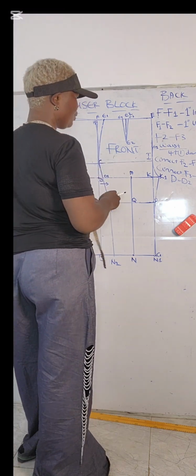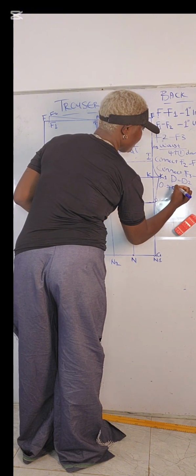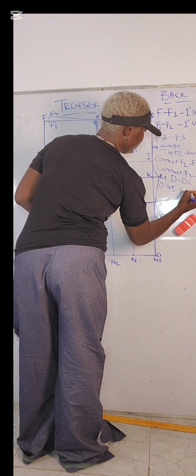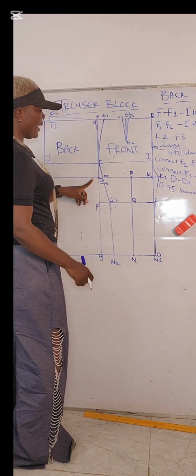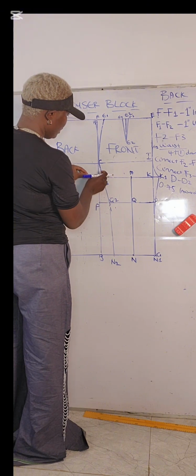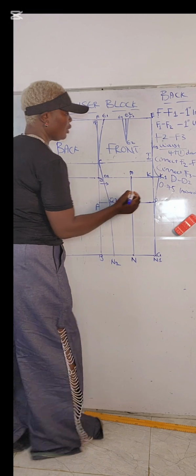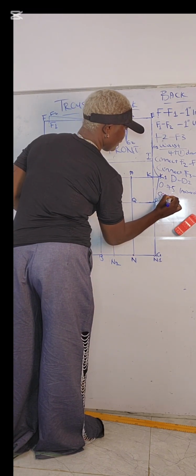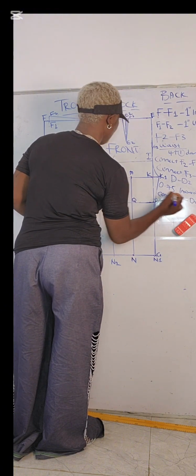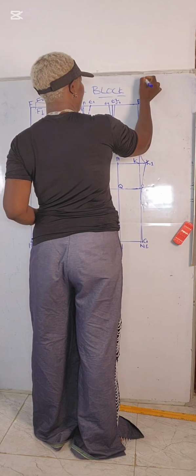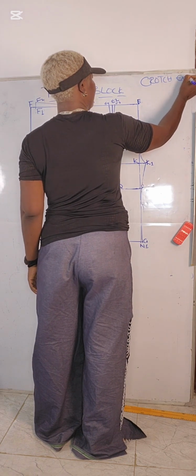D to D2 is 0.5 inwards. So from here, I'll move in by 0.75. This is my D2. So I will say connect my C to D2. Here is my D2 for crotch extension.